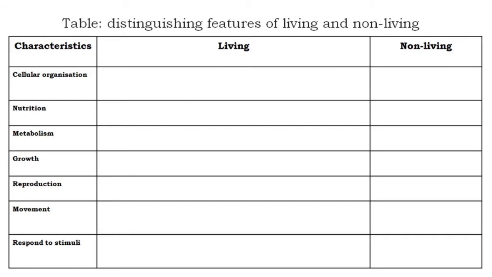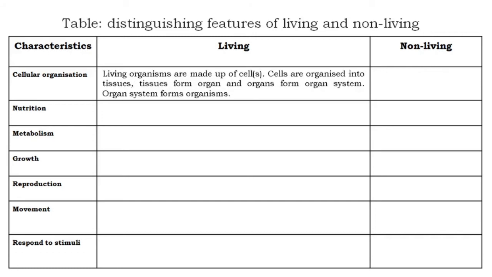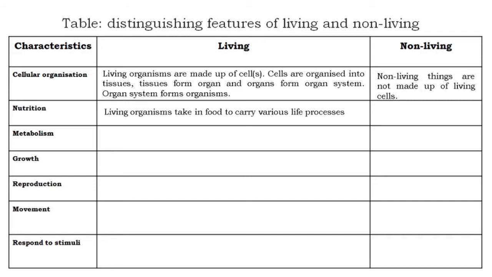Now let us fill in the characteristics. First, cellular organization. In all living organisms, the body is made up of cells. Many cells group together to form tissue. Tissues are a group of cells having similar structures and similar functions. A group of tissues will form an organ. Organs will form an organ system. An organ system will form an organism. But non-living things do not have cells. Now, nutrition. All living organisms take in food to carry out different life processes. But in non-living things, there is no nutrition occurring.